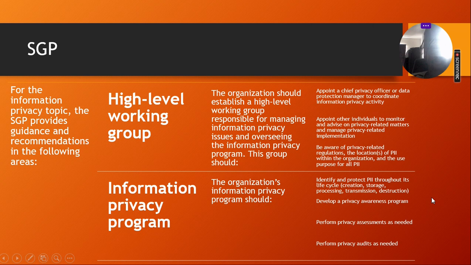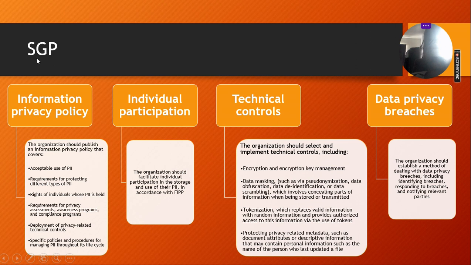Information is secured. The Standard of Good Practice has a high-level part and an information privacy program, so it is segmented into two. Let's move on. The standard for good practice has four different layers: information privacy policies, individual participation, technical controls, and data privacy breaches. So the standard for good practice has four different segments.